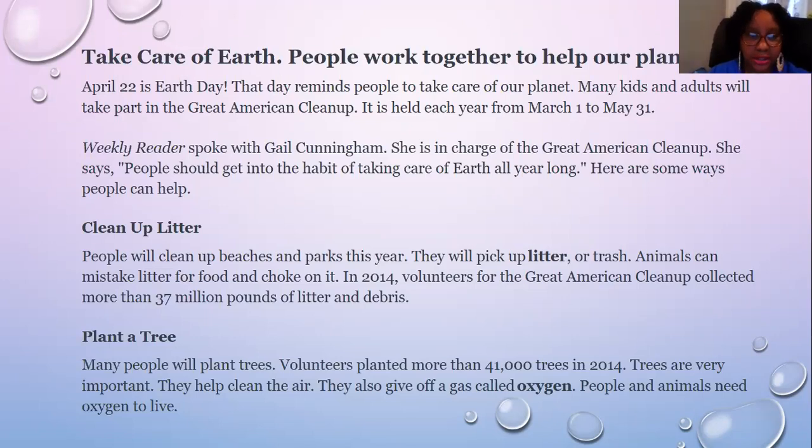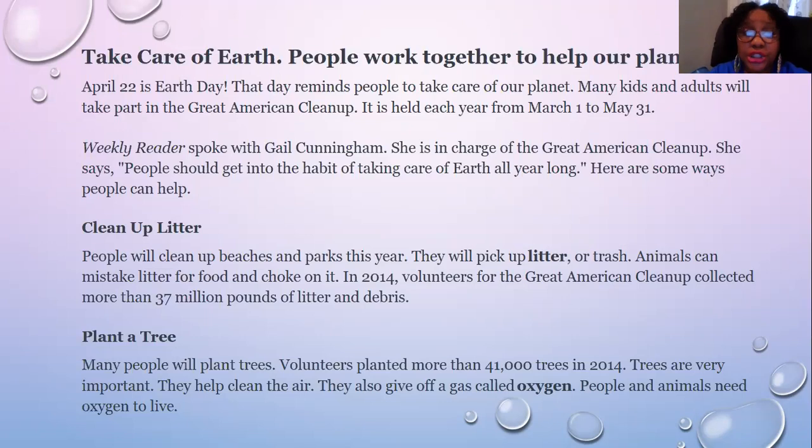Plant a tree. Many people will plant trees. Volunteers planted more than 41,000 trees in 2014. Trees are very important. They help clean the air. They also give off a gas called oxygen. People and animals need oxygen to live.